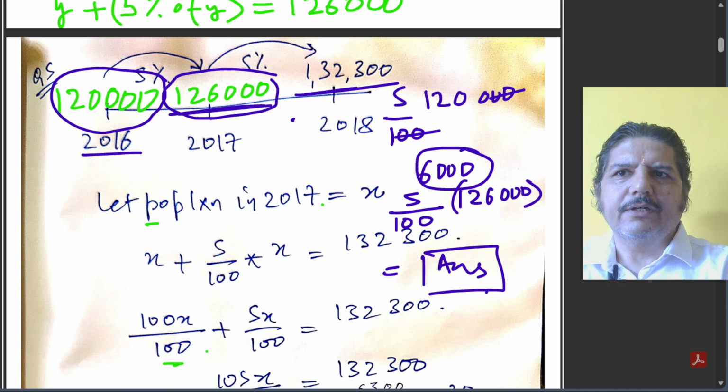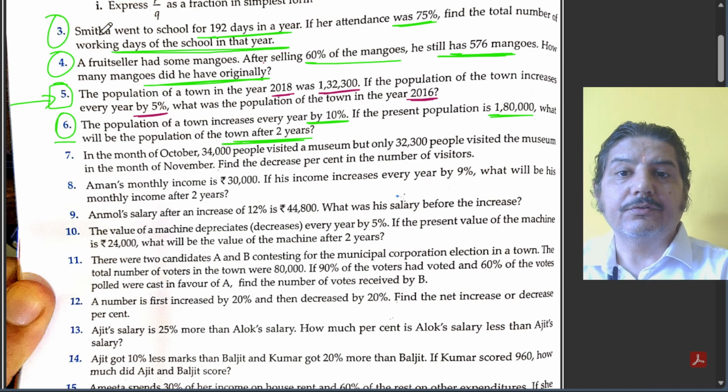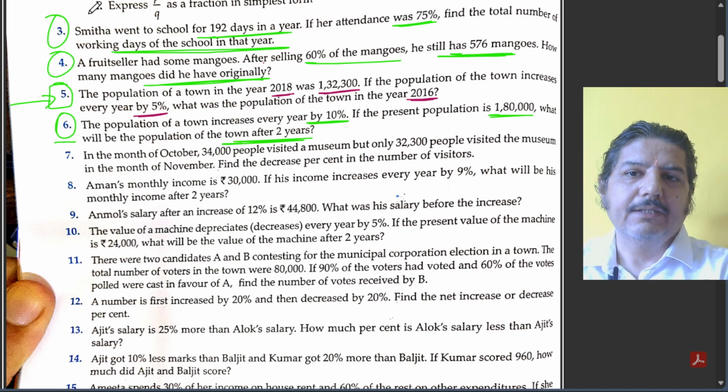So this is how these kind of questions are done. And this is a bit tricky question. And let's move to question number 7.